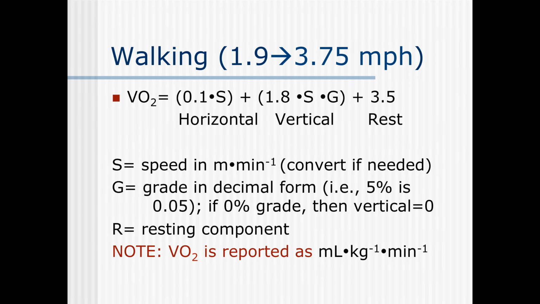The walking equation is VO2 equals 0.1 times speed plus 1.8 times speed times grade plus 3.5. Here, speed is in meters per minute, so we'll need to convert. Grade is in decimal form. The resting component is typically 3.5 mils of oxygen per kilogram body weight per minute. Those are the units for oxygen consumption, so they're relative units, relative to body weight.